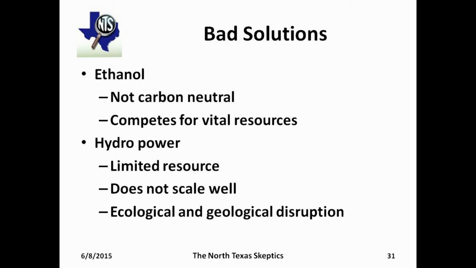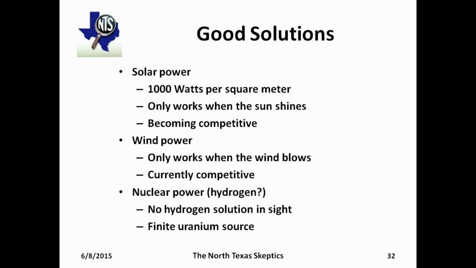Bad solution: ethanol. Hydropower is not a good solution. It's a limited resource. Some good solutions: solar power, 1,000 watts per square meter energy flux from the sun. Wind power is pretty good, and it's becoming competitive. Nuclear power is a good long-term and immediate solution, but it is limited. The source of usable uranium ore is only for about 200 years.